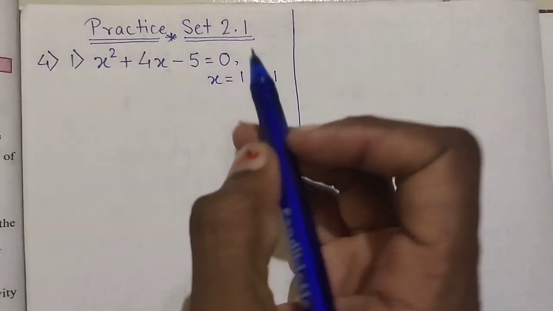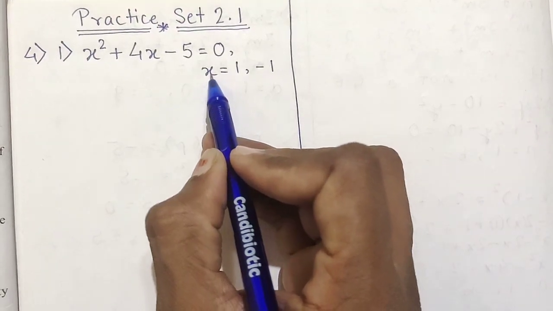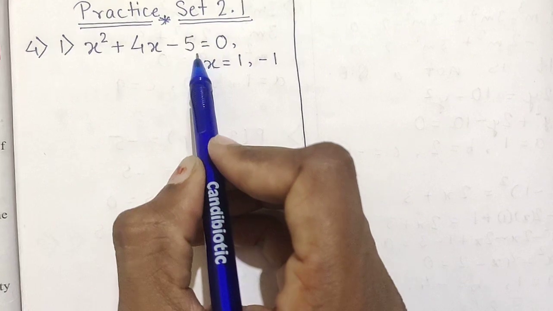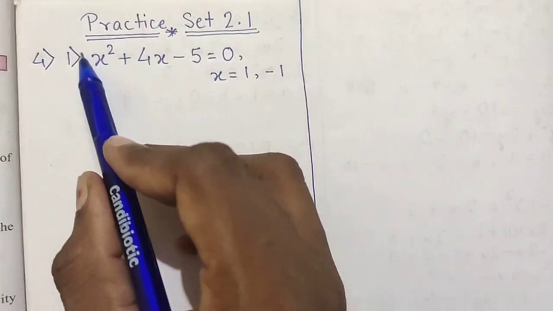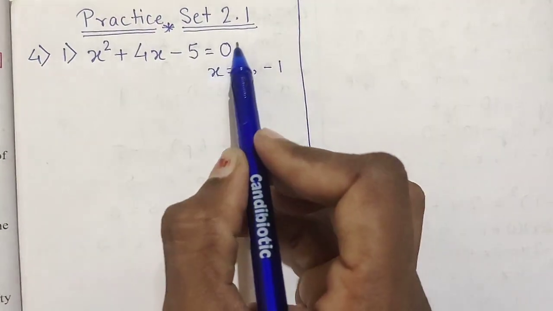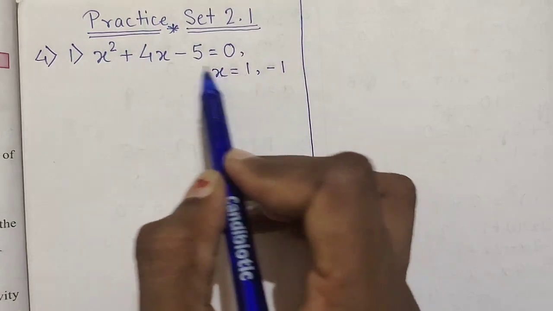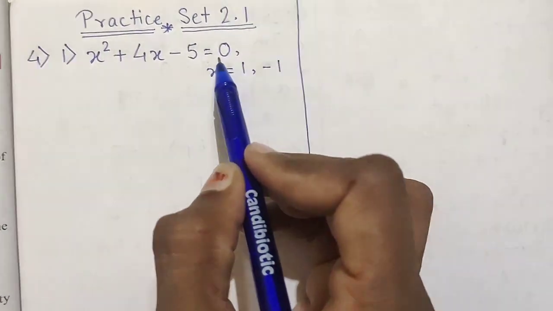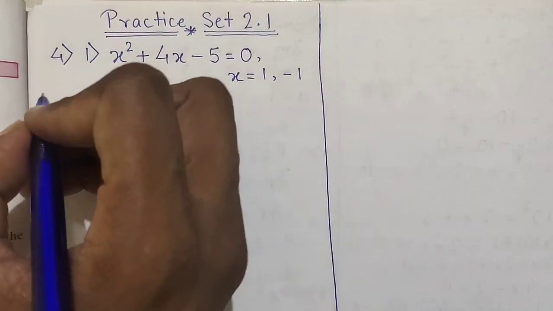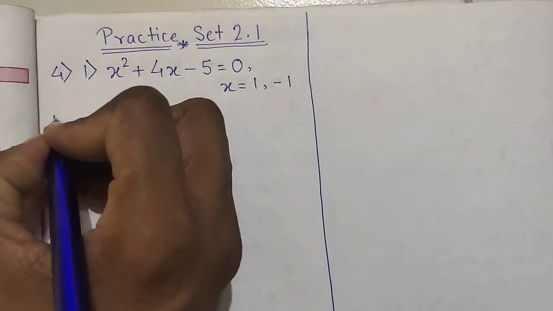So for that purpose, we are going to put x is equal to 1 in this equation, that is in the LHS of this equation. This is your LHS and this is your RHS. So we are going to put x value 1 in this equation and we will check whether we are getting 0 or not. So let us solve this.